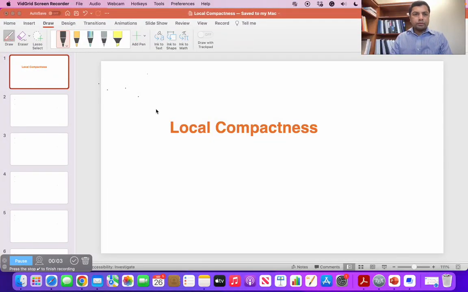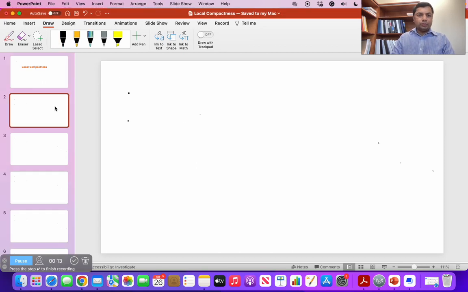In this lecture, we are going to introduce one more type of compactness, which is called local compactness. Let's begin with the definition of locally compact topological space.